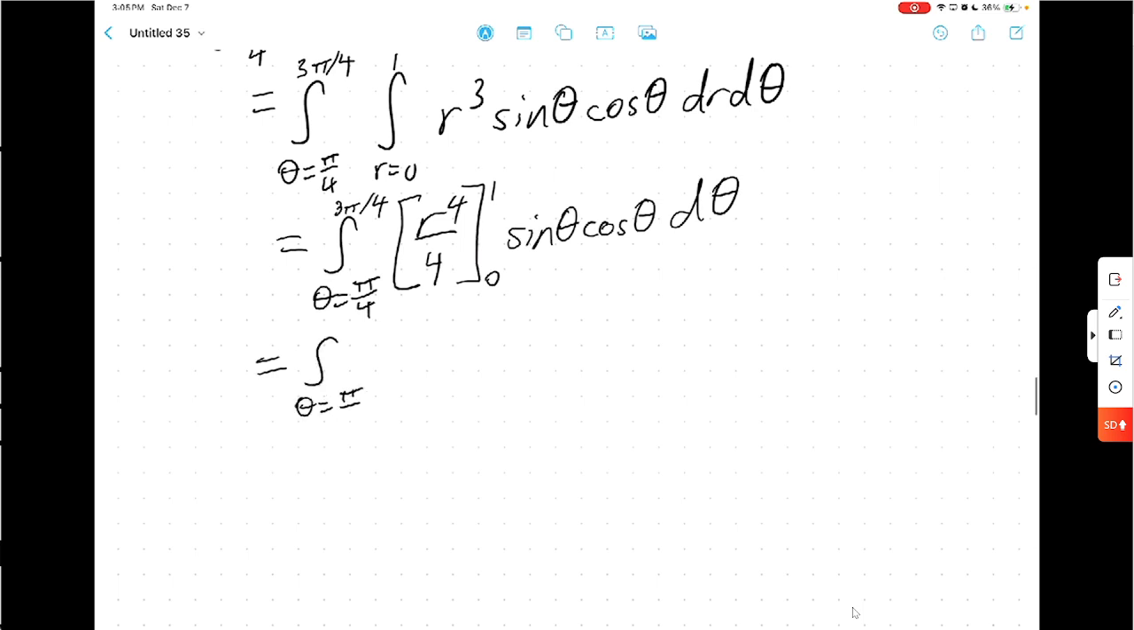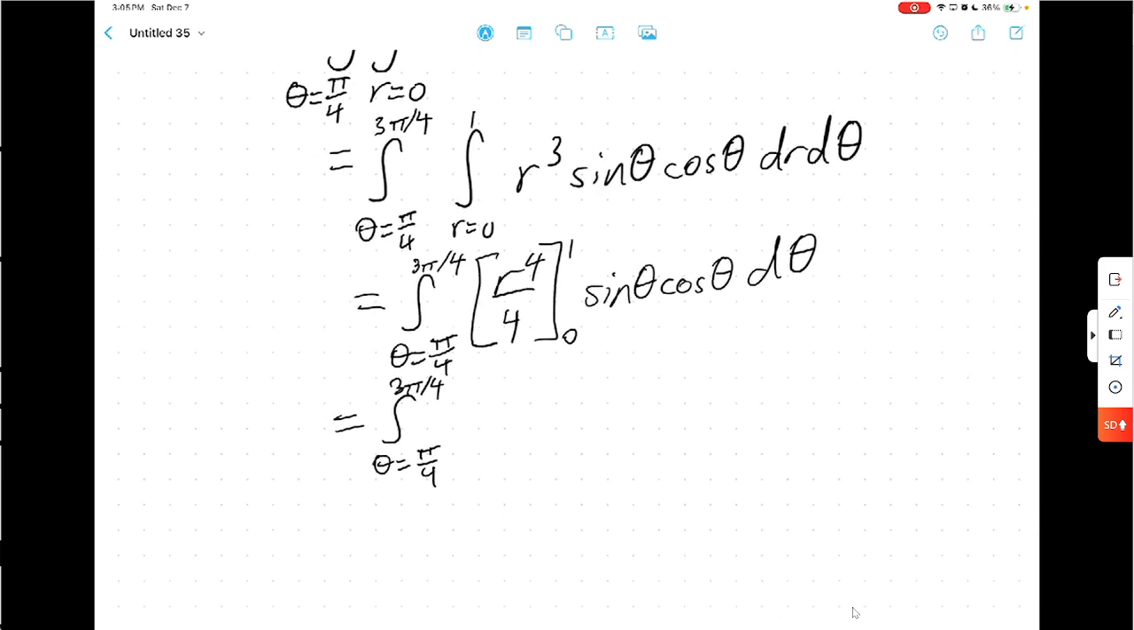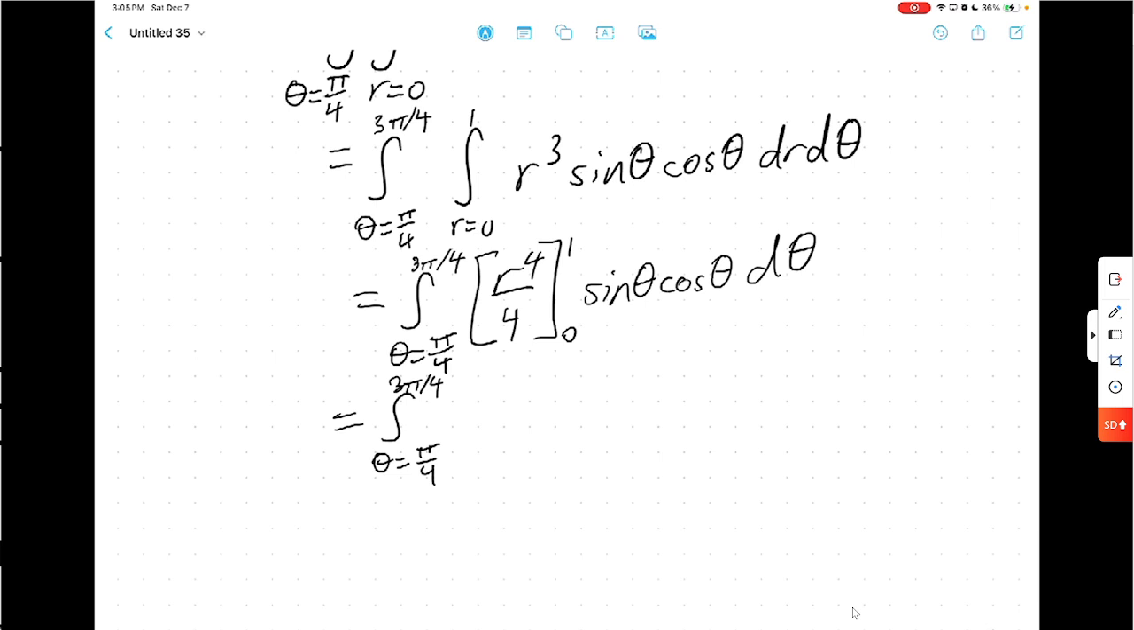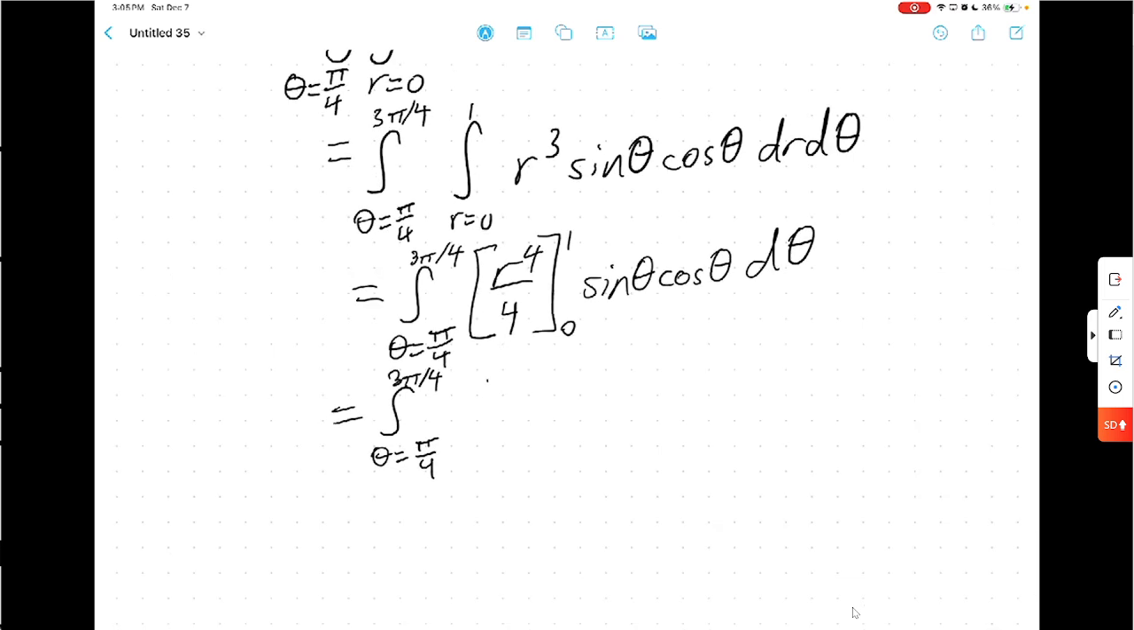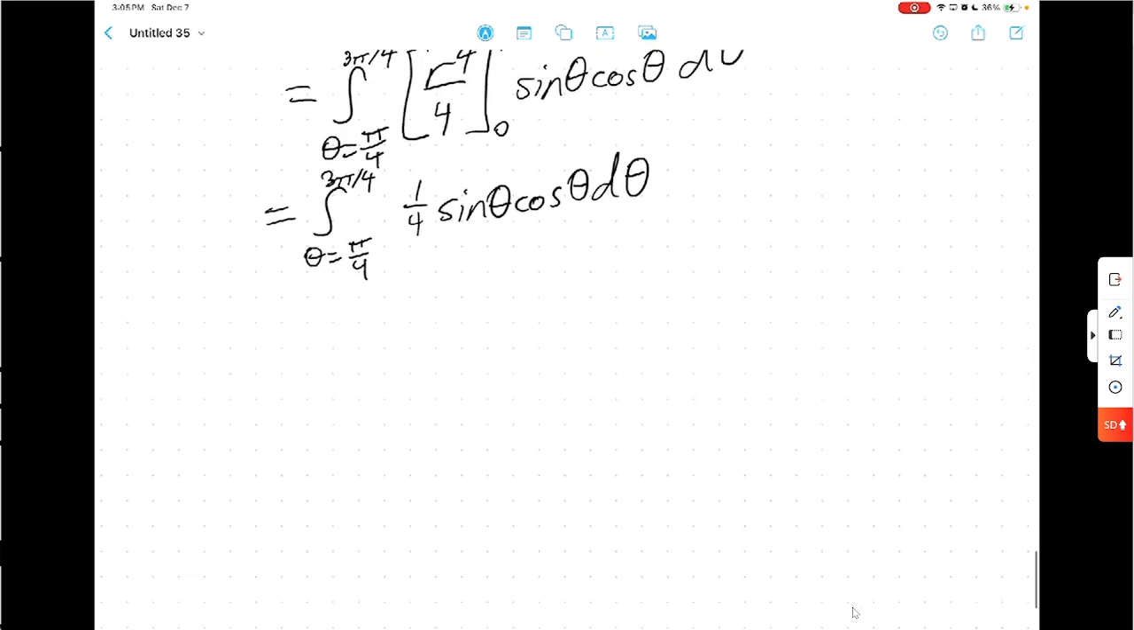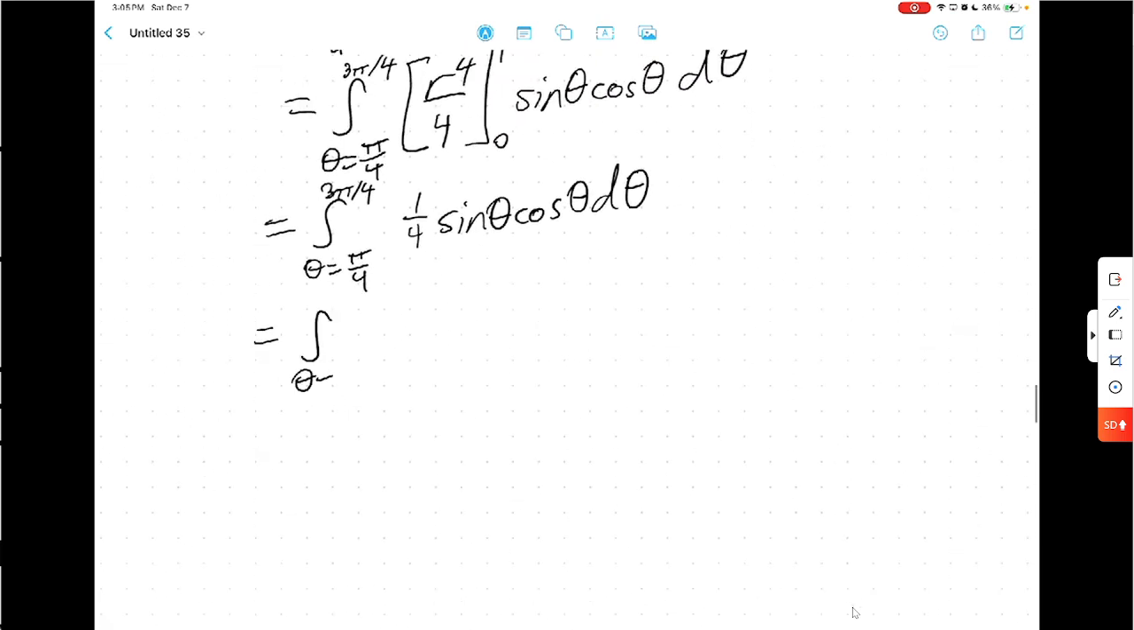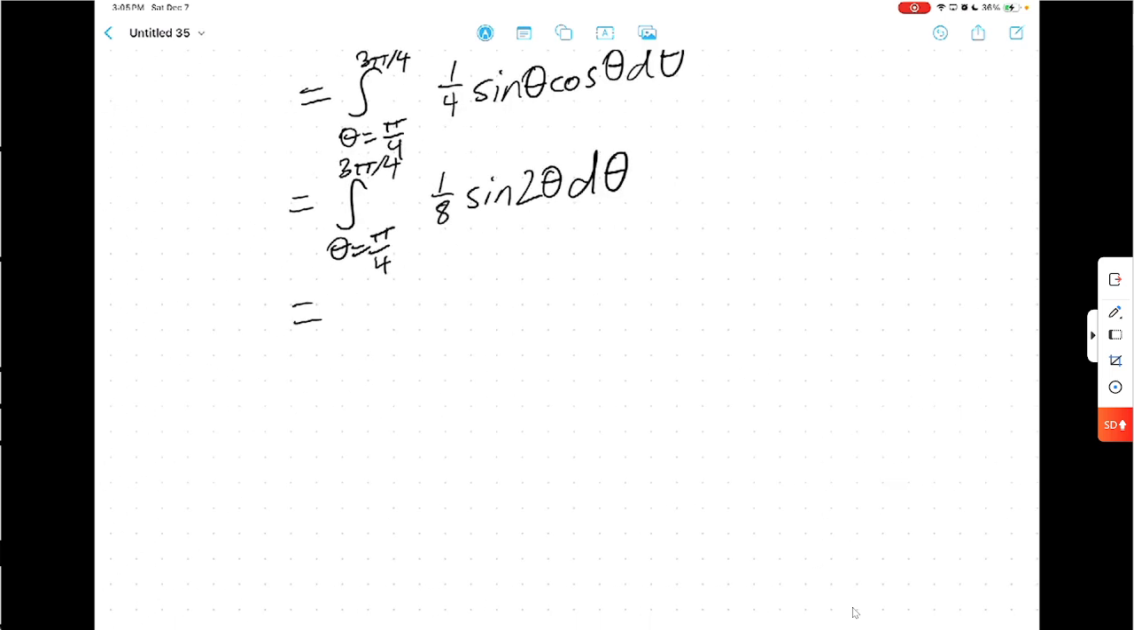Theta is equal to pi over 4 to 3 pi over 4. And then we get 1/4 sine theta cosine theta. And I think I'll just take the route of using the fact that sine of 2 theta is equal to 2 sine theta cosine theta, to say that this is just 1/8 sine of 2 theta. Because there are two routes you could use for this integral.